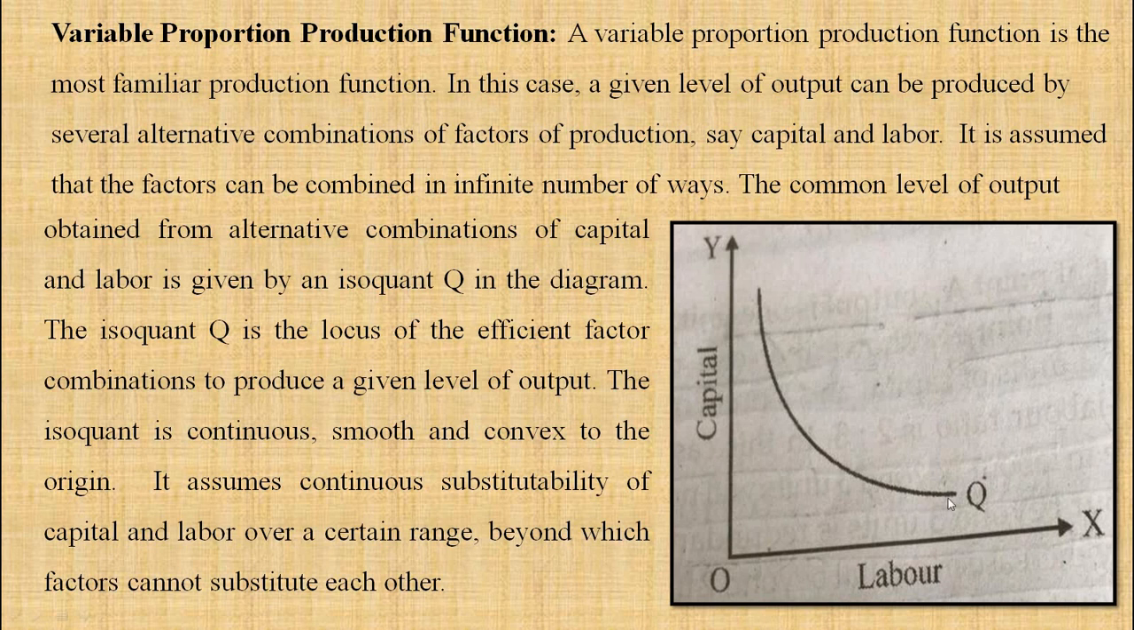The isoquant Q is the locus of efficient factor combinations to produce a given level of output. The isoquant is continuous, smooth and convex to the origin. It assumes continuous substitutability of capital and labor over a certain range, beyond which factors cannot substitute each other, as we have discussed already in types of isoquant.